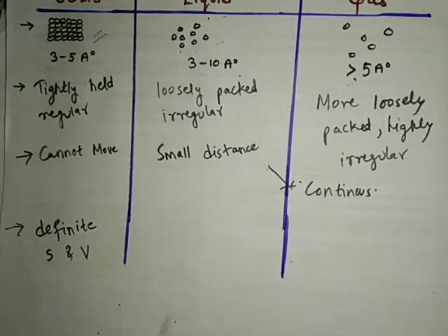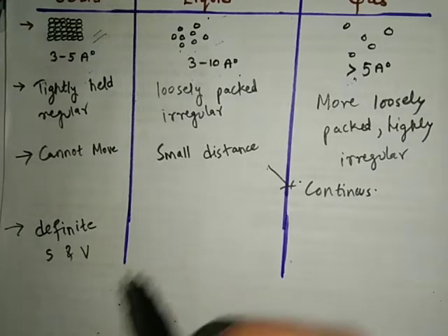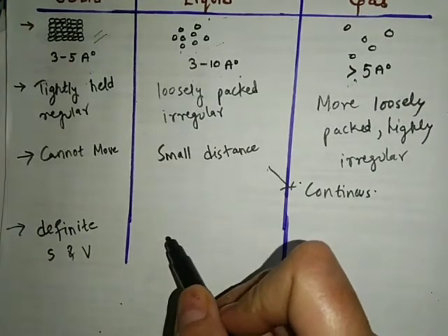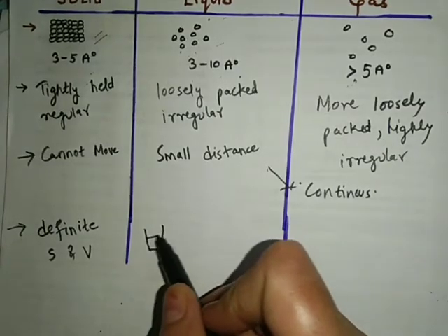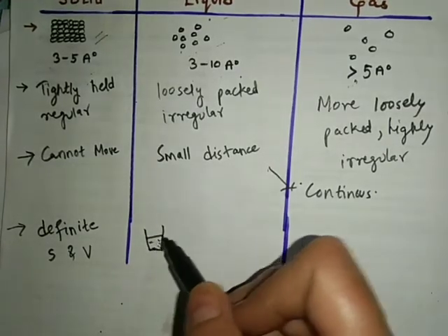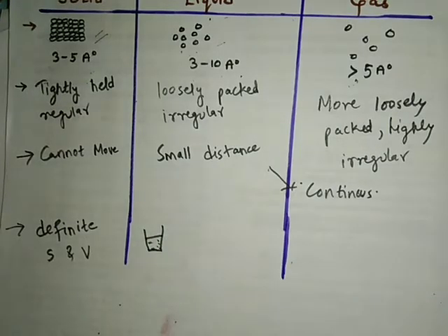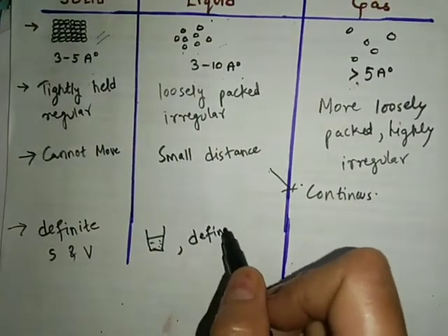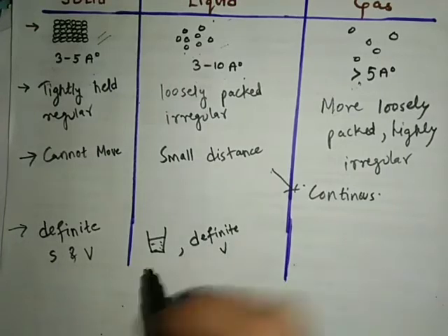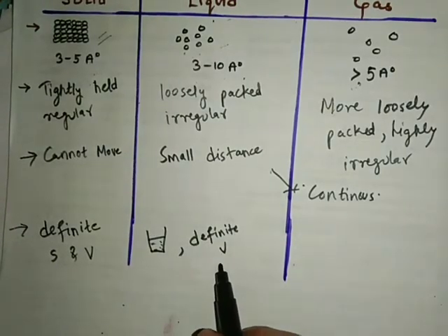When we come to the liquid state, it takes the shape of the container and has a definite volume. We know liquids take the shape of the container in which they are filled. If you keep it in a glass, the liquid takes that shape; if you keep it in a bucket, it takes that shape. So it takes the shape of the container, but yes, the definite volume is there. For example, 1 liter of milk is a definite volume. So no definite shape, but yes, definite volume is present in the liquid state.